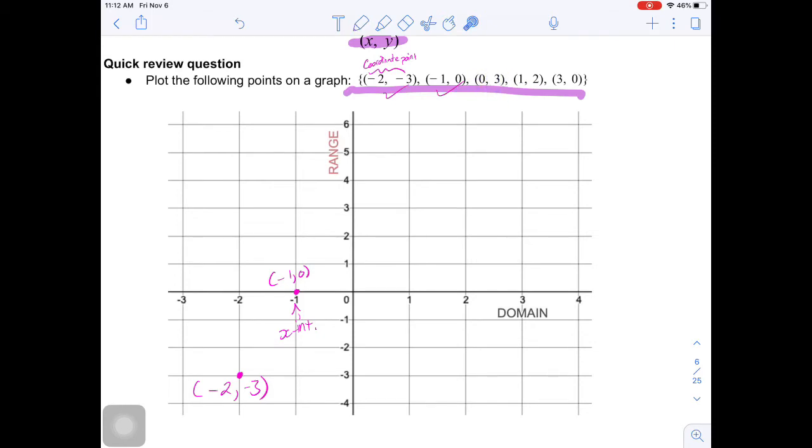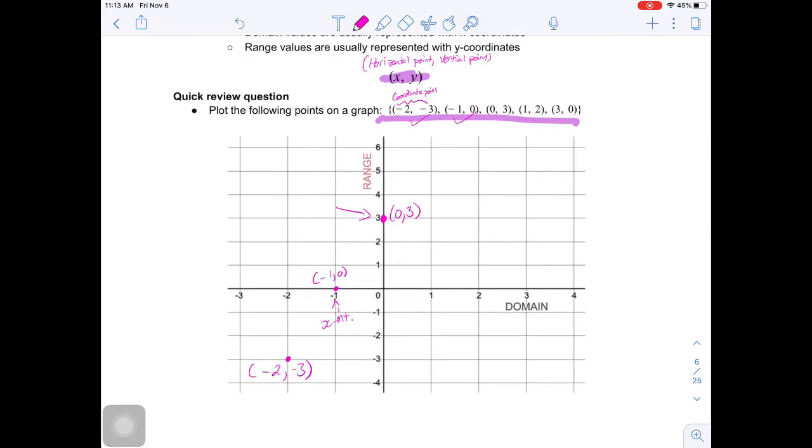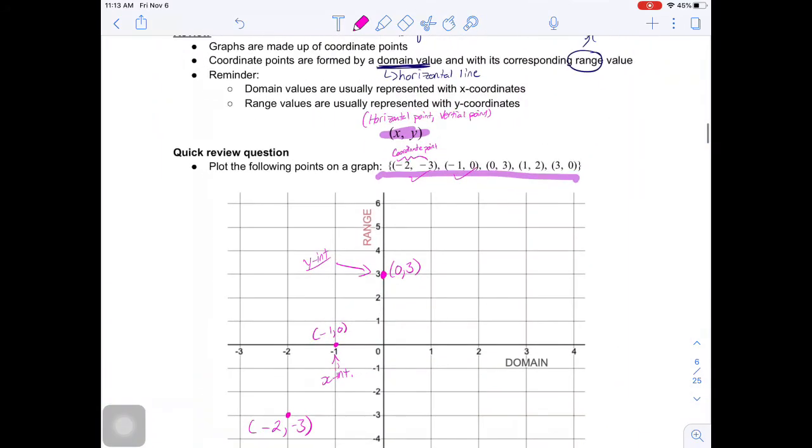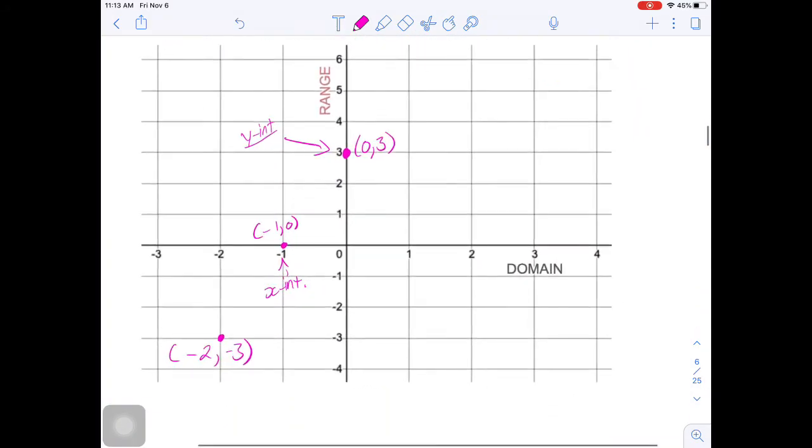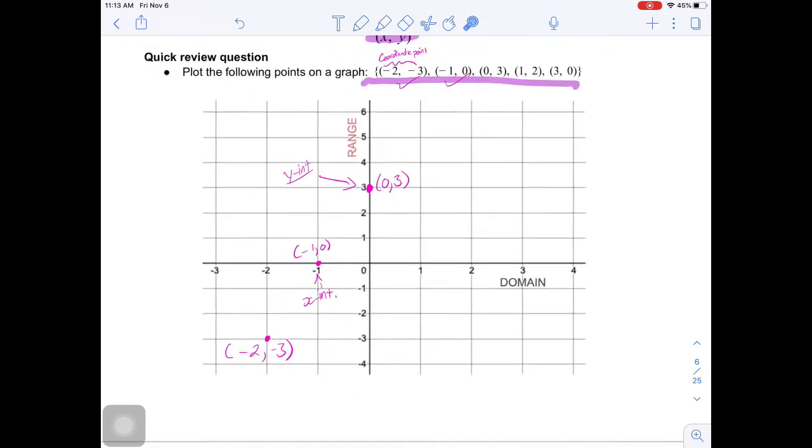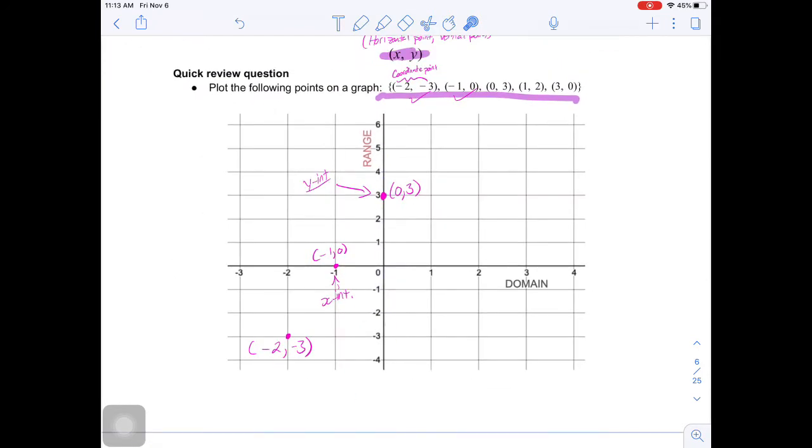Now let's do 0 and 3. This is saying when your domain, or your x value, is 0, your y value is 3. So that's right here. And now we've plotted 0 and 3. And what did we just learn this is called? This is known as a y-intercept. That's where a point is plotted on the vertical axis, or your range axis.